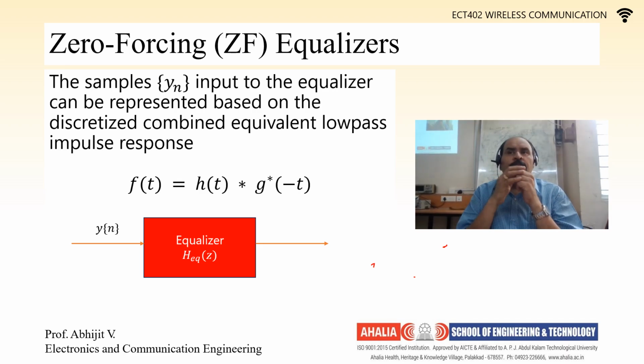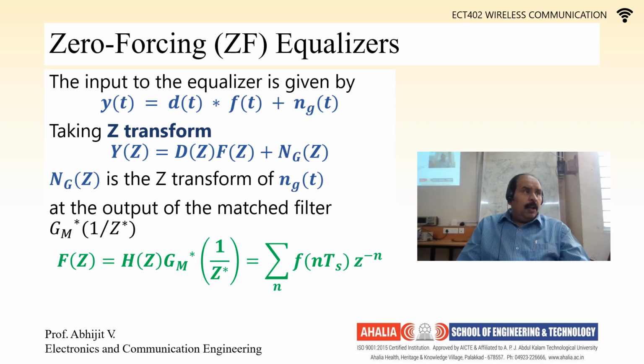So, zero forcing equalizers. We have already seen that y of t, the input to the equalizer, is equal to d of t into f of t, where f of t is the combined transfer function of the pulse shaping filter, channel response and the matched filter, and then plus noise.